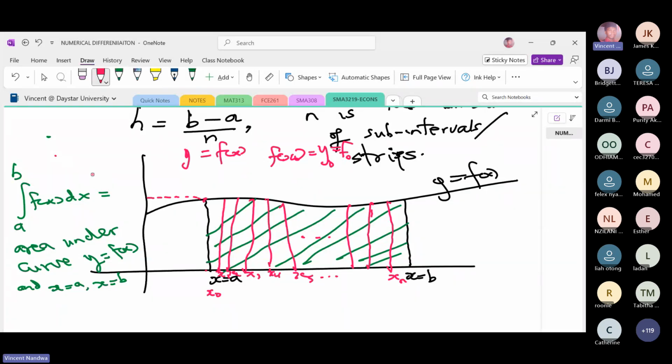So when we add the area of this trapezium plus the area of this other trapezium, plus the area of this other trapezium, all of them joined together, they give a rough estimate of the area between this curve and the lines x equals a and x equals b. So each of these trapezia is called a strip.